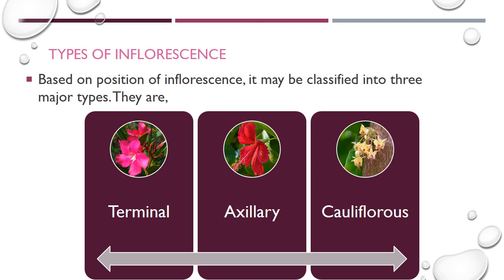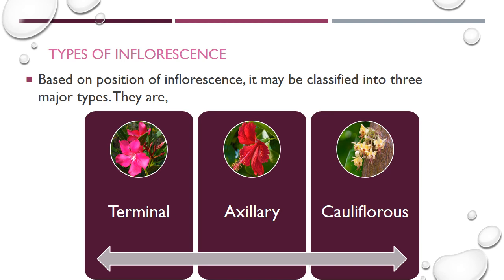What is terminal? Inflorescence grows as a part of the terminal shoot. Underline the words terminal shoot. If flowers are present in the terminal shoot, that is called terminal inflorescence. The best example is Nerium oleander. Next, axillary: inflorescence present in the axil of the nearest vegetative leaf is called axillary inflorescence. Hibiscus rosa-sinensis is the best example for axillary inflorescence.